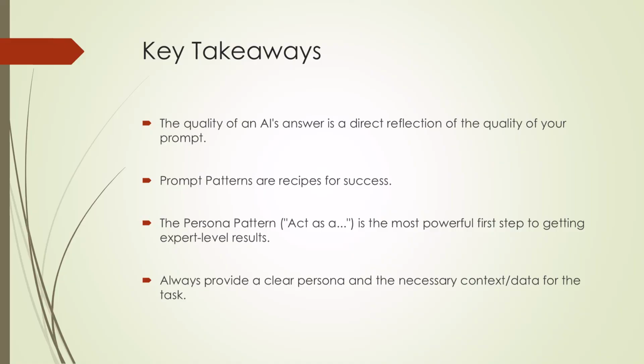Let's summarize what we've learned today. First, the quality of an AI's answer is a direct reflection of the quality of your prompt. Second, prompt patterns are like recipes for success that give you a repeatable structure. Third, the persona pattern, using the phrase "act as a," is the most powerful first step you can take to get expert-level results. And finally, always remember to provide both a clear persona and the necessary context and data for the task you want the AI to perform.